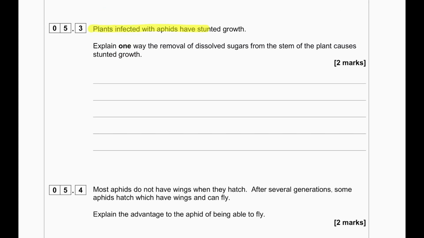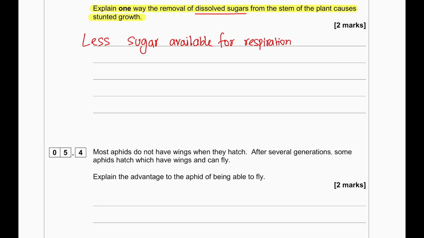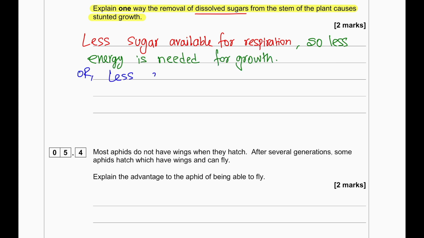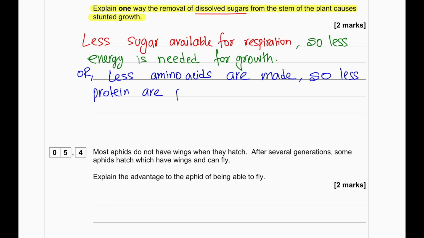Plants infected with aphids have stunted growth. Explain one way the removal of dissolved sugar from the stem of the plant causes stunted growth. A plant that is affected by aphids, its dissolved sugar is getting eaten by the aphid. So less sugar will be available for the plant for respiration and releasing energy. Along with that, we can write other points, that the plant will have less amino acid because the phloem also carries amino acid. So the plant can produce less protein, which is needed for growth.